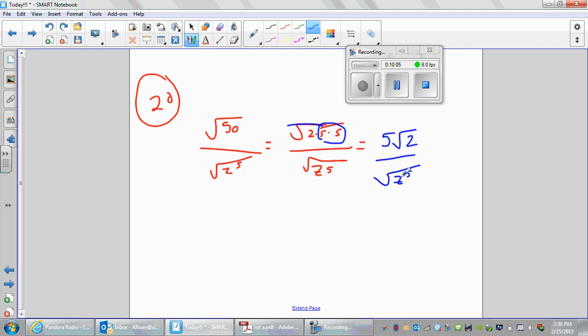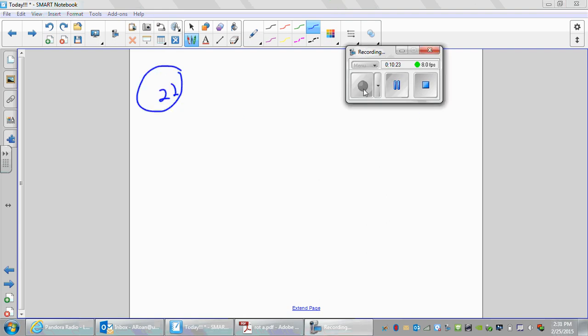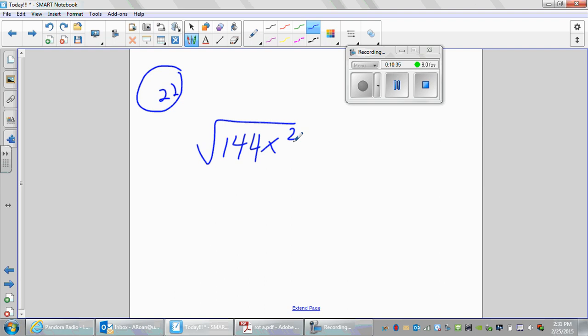We can take the z to the 5th and make it positive and flip them, but I'm not going to worry about it. So we can leave it like this. 5 square root of 2 over z square root of z to the 5th. All right, number 22, the square root of 144 over x squared. Well, the square root of 144 is 12, and x times x, so I could bring out 1 x. So number 22 will be 12 over x.